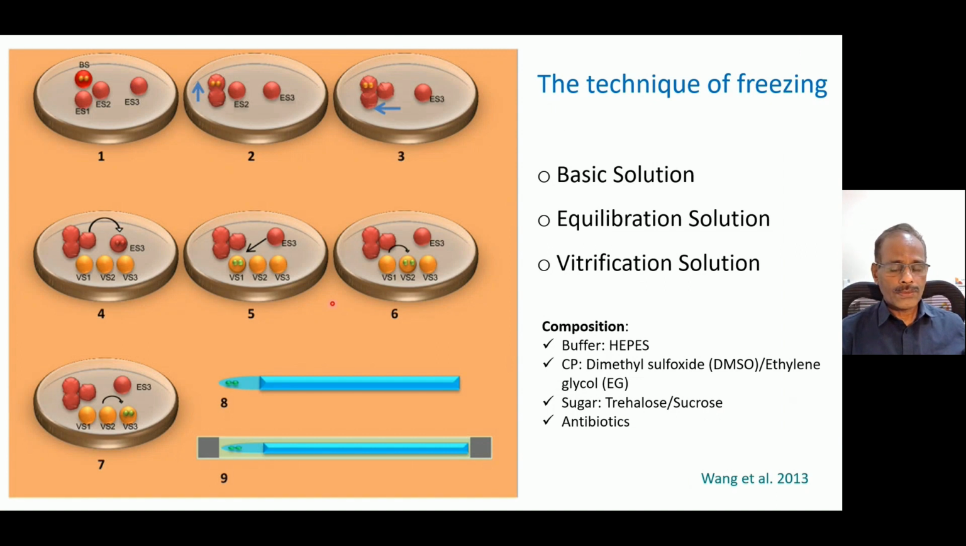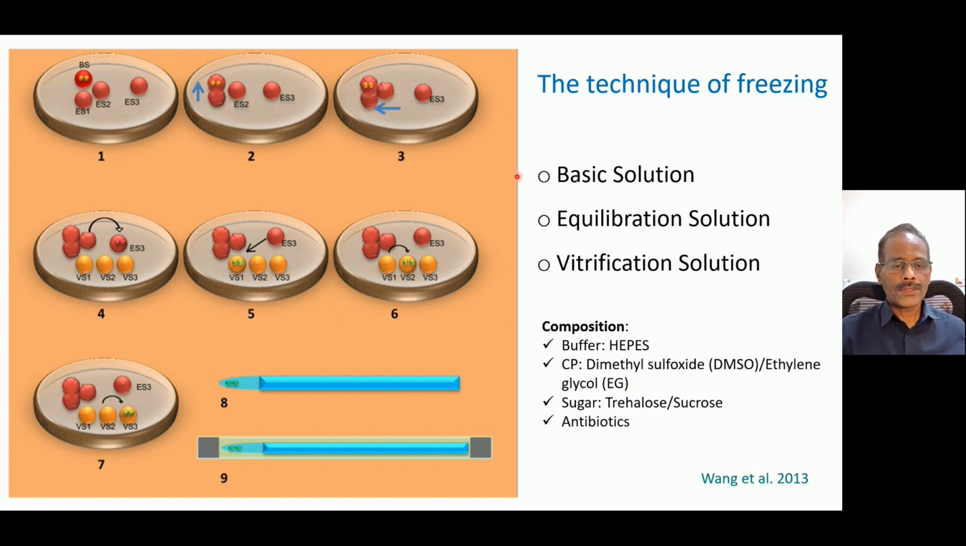Vitrification has gained a lot of popularity because it doesn't require any expensive machine, and it doesn't require more time. Embryologists need not spend more time for vitrification. And oocyte vitrification is very successful. It is no more considered experimental. As I told you earlier, it requires a few chemicals which have a good buffer, the cryoprotectants such as DMSO or ethylene glycol, and sugar molecules and antibiotics.